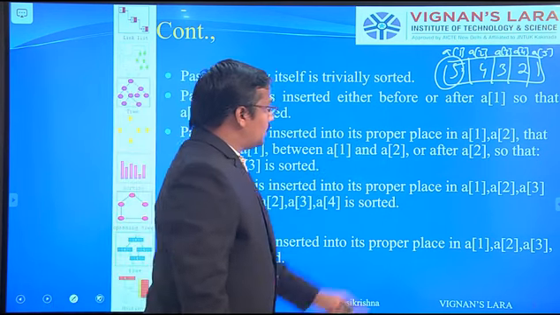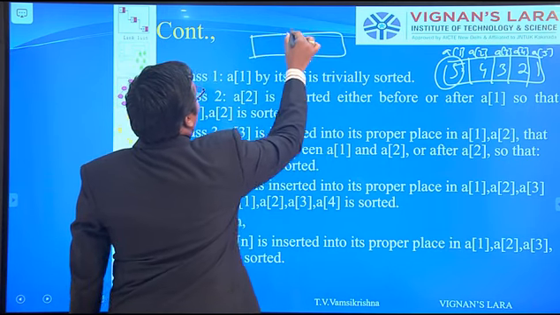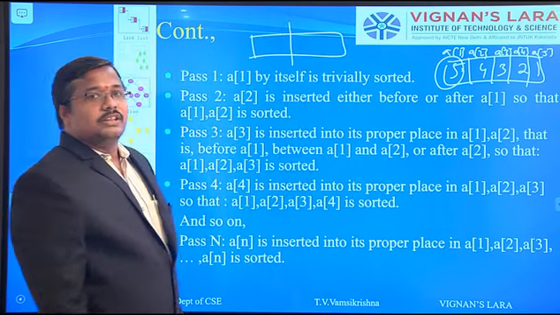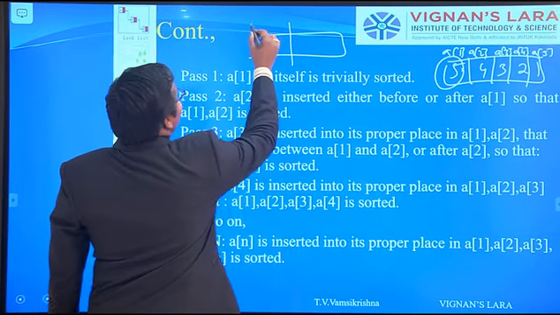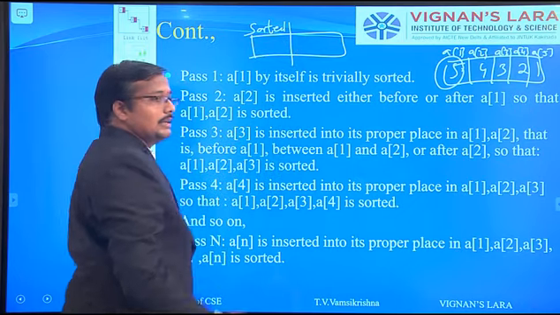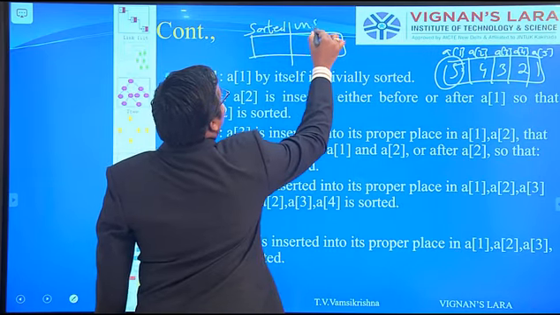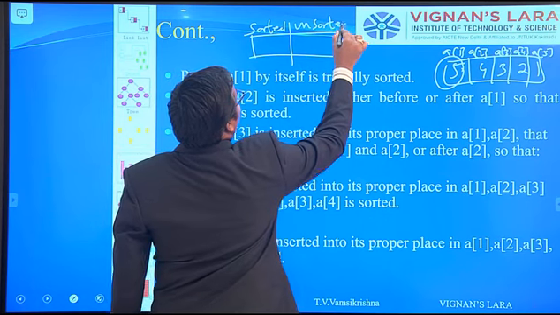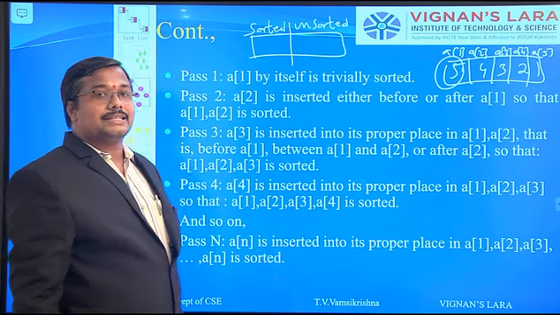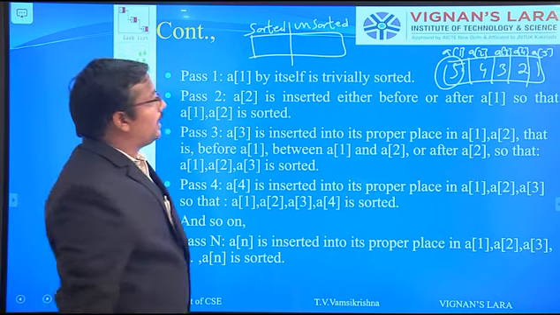So before going to the first step, initially one phenomenon is there. In insertion sort, the first part is treated as sorted. The rest of the part is treated as unsorted.